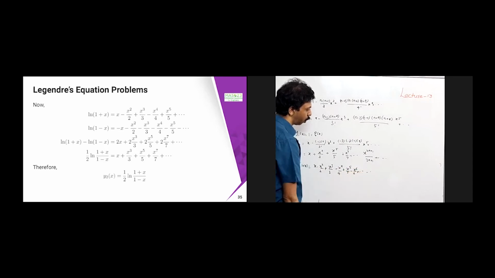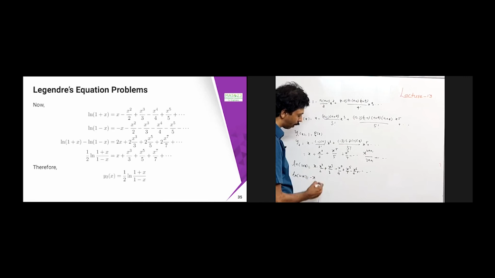So in general you can write minus 1 power, etc. Similarly, I can find ln of 1 minus x. Wherever x is there, it is going to become minus x. So minus x minus x square by 2 minus x cube by 3 minus x power 4 by 4 minus x power 5 by 5 minus x power 6 by 6, etc.